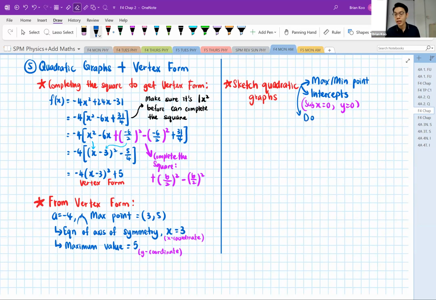You also need your domain. Sometimes they ask you, can you draw a graph for me from -1 until 5? Then you need to draw from -1 until 5. Don't draw over. So that's why you need to sub in x equals -1 and x equals 5. These are some of the points you need to draw your whole graph.